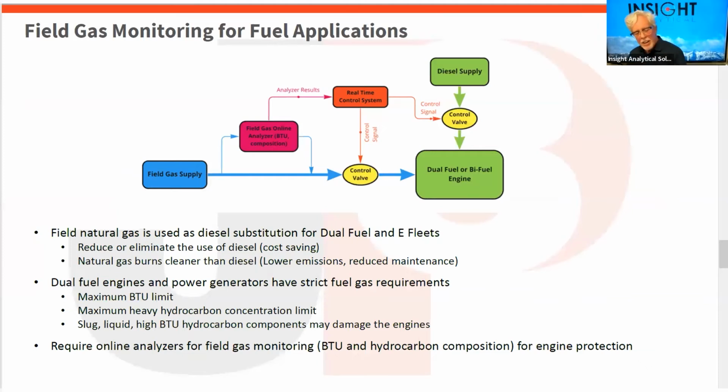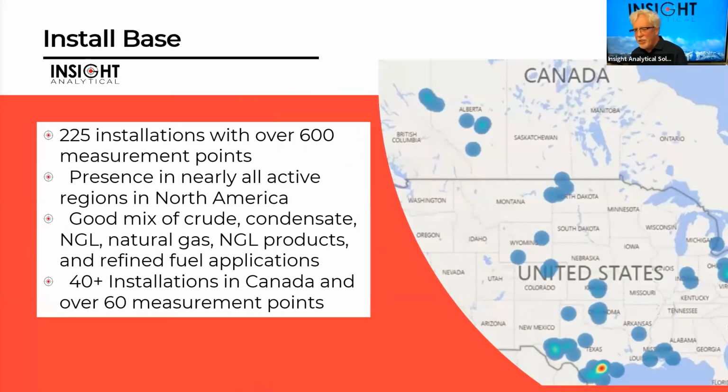Okay, there we go. So if we have this online analyzer, we can do this real-time analysis of the BTU and the hydrocarbon composition and provide all the necessary engine protection. For those of you who aren't familiar with this technology, this slide is actually old. There's probably closer to 250 or 300. There's a couple guys from JP3 on here. They might give me more updated numbers. Probably 250 or 300 installations across North America. We have about 50 of them up in Canada now. We're present in nearly all active oil producing regions in continental North America.